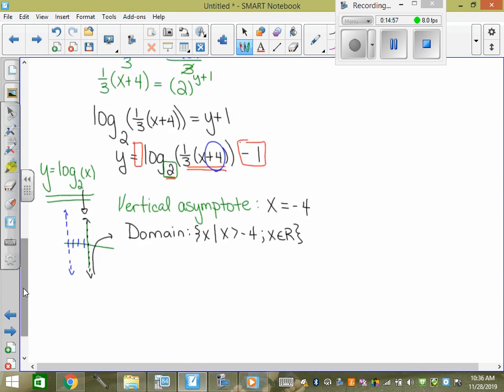What are my translations between the log base 2 of x function and this one? My transformation. Remember we have stretches, reflections, translations. It has to be in that order. Stretches, reflections, translations. You can't write in whatever order you feel like. Okay? Stretches first. The only stretch I have is a horizontal stretch. Horizontal stretch by a factor of 3 about the y-axis.